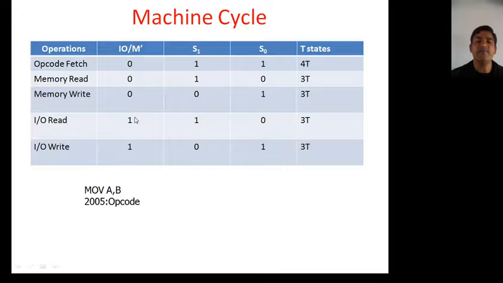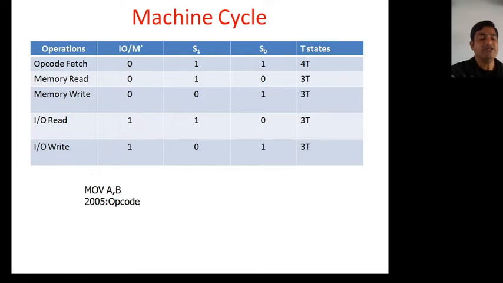Input output read will be 1, 1, 1, 0, and for the read operation again 3T states are required. Input output write will be 1, 0, 1, and again 3T states are used for this machine cycle. Now you have to determine the total number of machine cycles, or total T states, or total time required to execute any instruction.